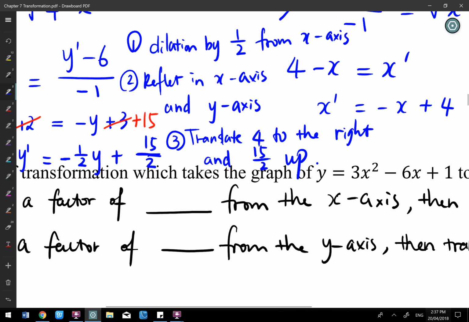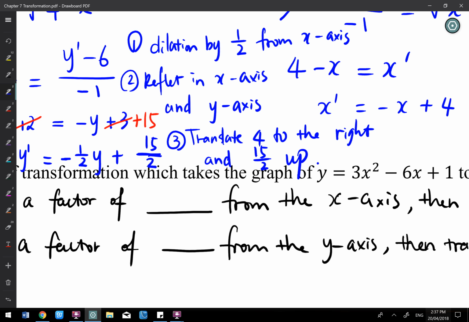And then dilation by a factor of a half from the x-axis and then reflect in the x-axis, then move up by 15/2 units. So you can either talk about all the dilation first, all the reflection, and then all the translation. Or you can talk about the x dilation, reflection, and translation, then the y dilation, reflection, and translation. So you can talk about them separately as well. Both ways are acceptable. Okay? Yes?